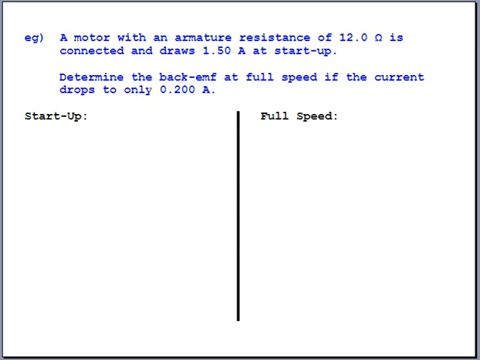Okay, we'll call that the startup condition. All right, so at startup, it is not yet spinning. It's going to in like maybe 0.2 of a second, but right now, not yet. And it does take a spin to make a back voltage, so there's no back voltage yet.